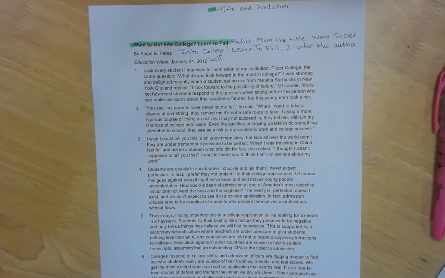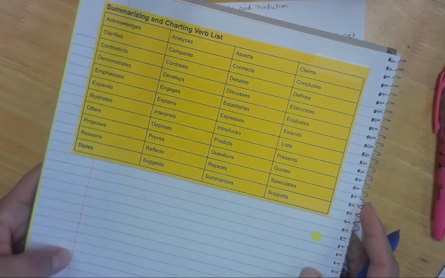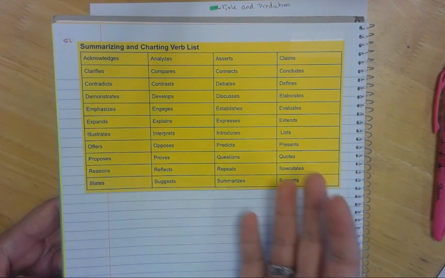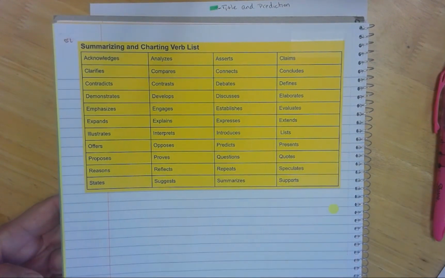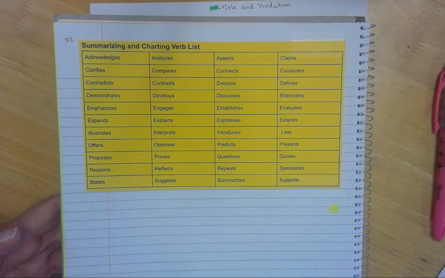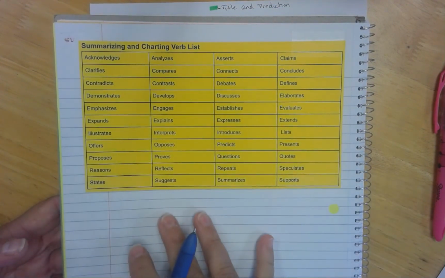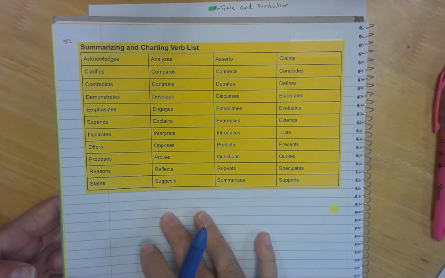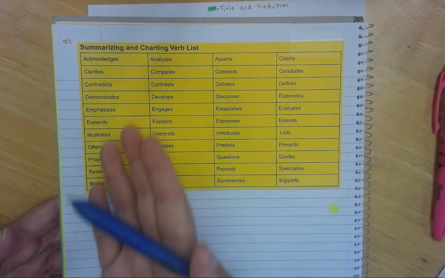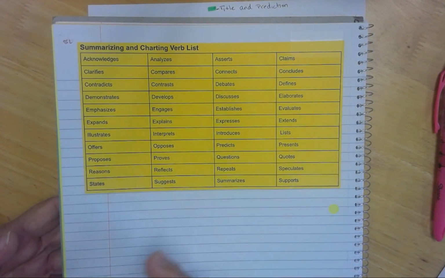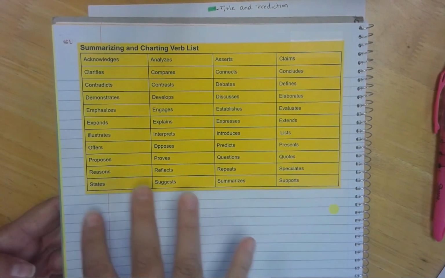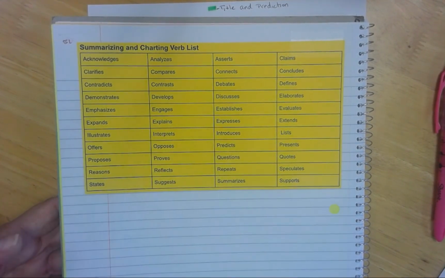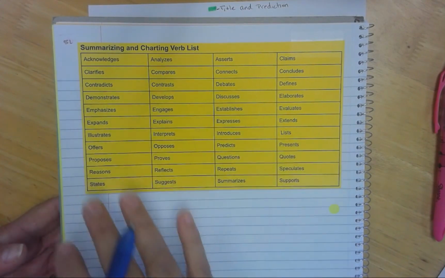This is what our summarizing and charting verbs look like, and there's a list of them. You'll see that these are kind of higher level verbs that are going to require the students to actually go in and pick a verb that actually makes sense, instead of just always saying, I infer the author is going to tell. I am going to infer that the author says. I want more than that. And so they're going to go in and look at these, and again, depending on your population and or your students, you may have to go in and assess some of these words and look at what they mean. But these are where they have to pull from.